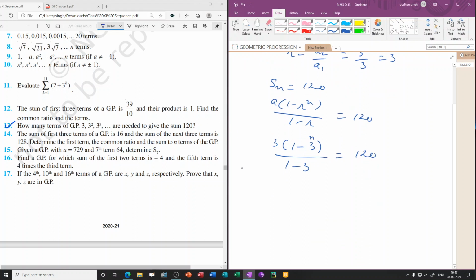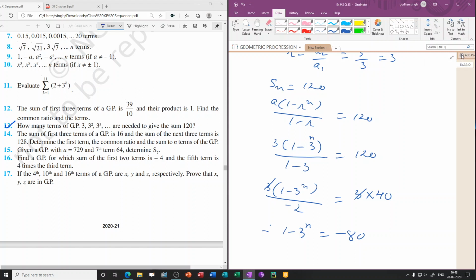So here what we are getting is 3 into 1 minus 3 raised to n over minus 2 equal to, this we can write as 3 into 40, because 3 into 40 is 120. 3 and 3 will cancel out, and we'll be getting, therefore, 1 minus 3 raised to n equal to minus 80. And now let us go to the next page.